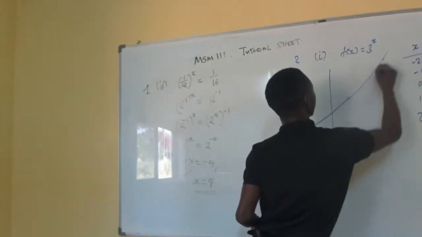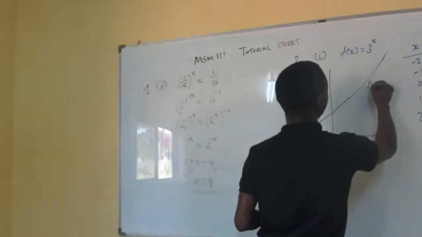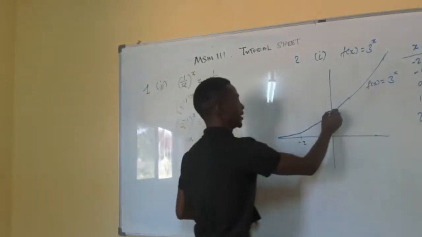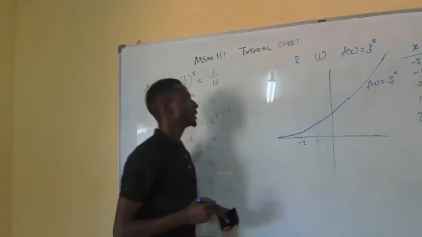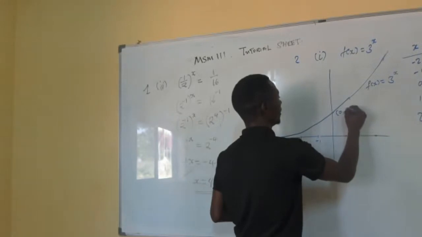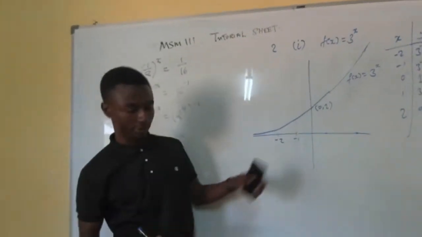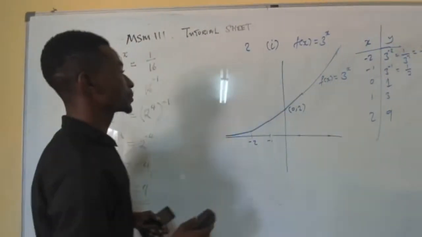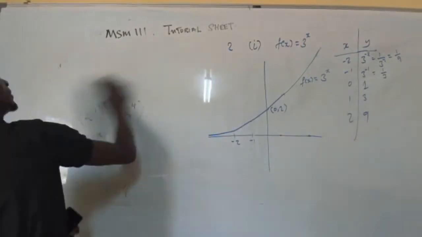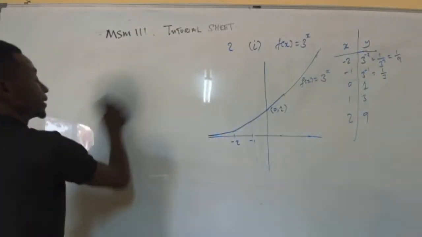That's our graph. You indicate that f of x equals 3 to the power x. This graph has a y-intercept of (0, 1). So that's our graph. Now let's proceed. Let's solve another question based on the same.